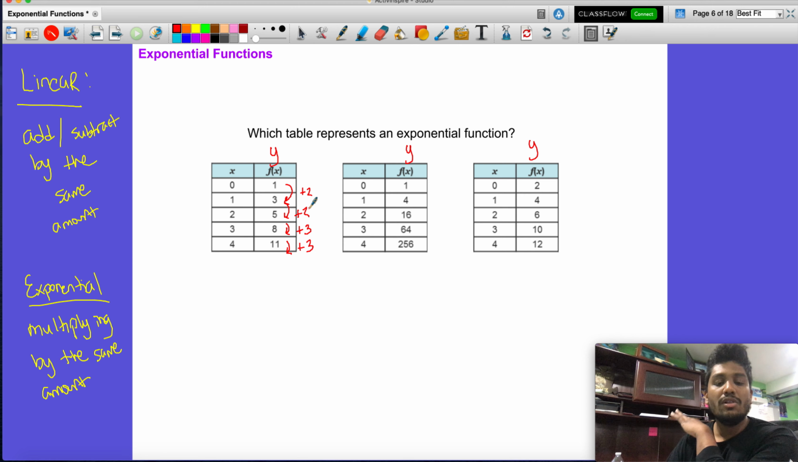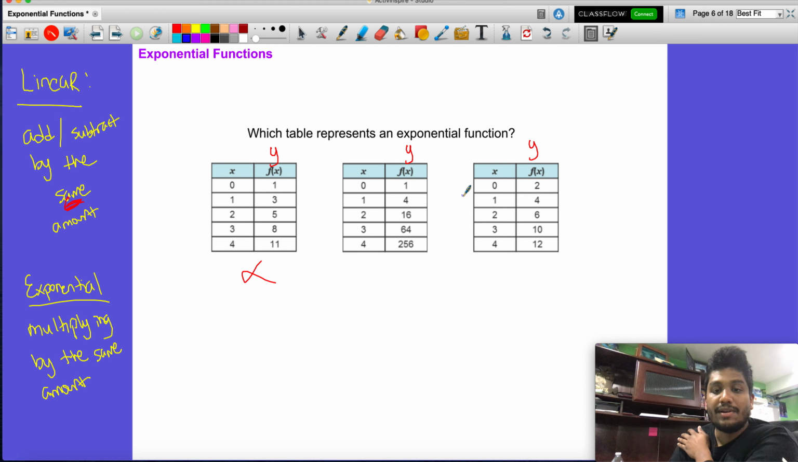So if you're looking at this, how would we categorize this? Would this be linear? Well, linear says that we're adding or subtracting by the same amount every time. Here we are adding by 2, we're adding by 2, but then we switch and now we're adding by 3. So this is actually not linear. And is there a way that you can multiply this? If you would do 1 times 3 that would give you 3, but is 3 times 3 5? No. So this is actually not exponential either. This is what we're going to call neither for now. So this is not an answer.